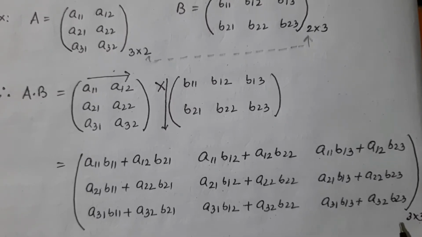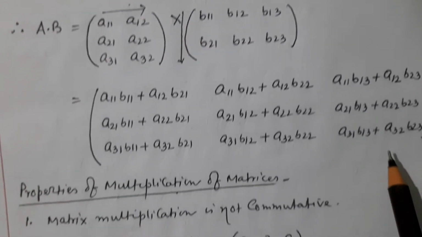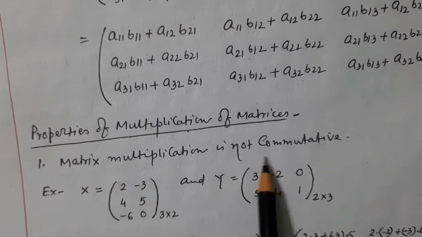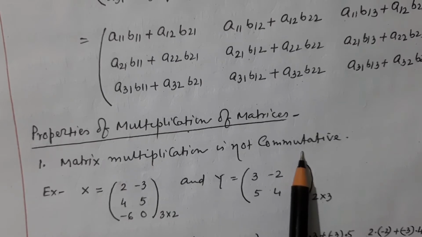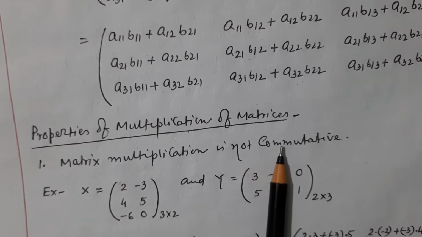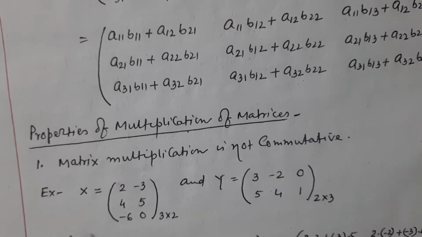We now discuss the properties of multiplication of matrices. First property: matrix multiplication is not commutative. In general, we know that multiplication is commutative, that is 2 into 3 equals 3 into 2, but this does not always hold in the case of matrix multiplication.